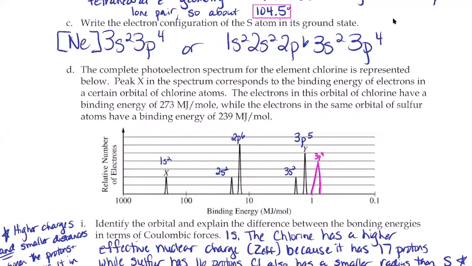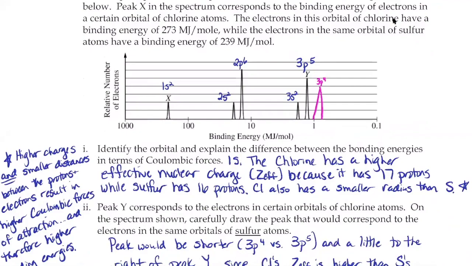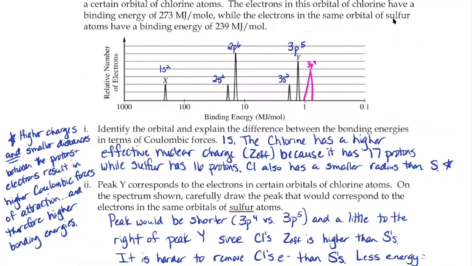And so that X peak there represents the 1s orbital. It would take the most energy to take away those core electrons that are closest to the nucleus, because of a couple different reasons there, right? It wants you to identify what orbital that peak X is. So it's the 1s orbital. And then we want to explain why.